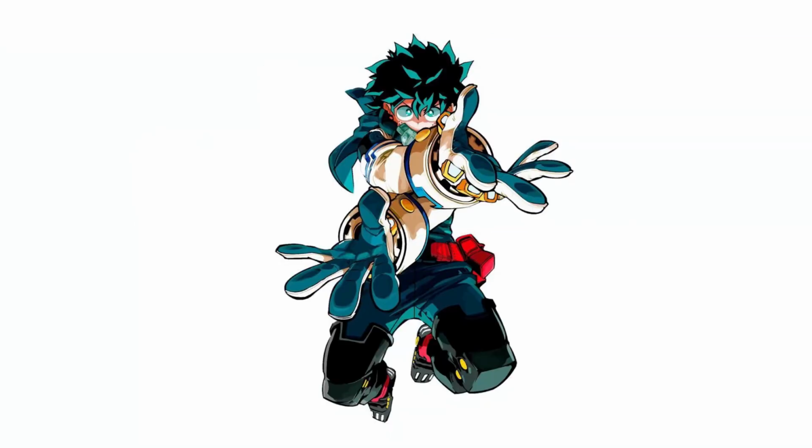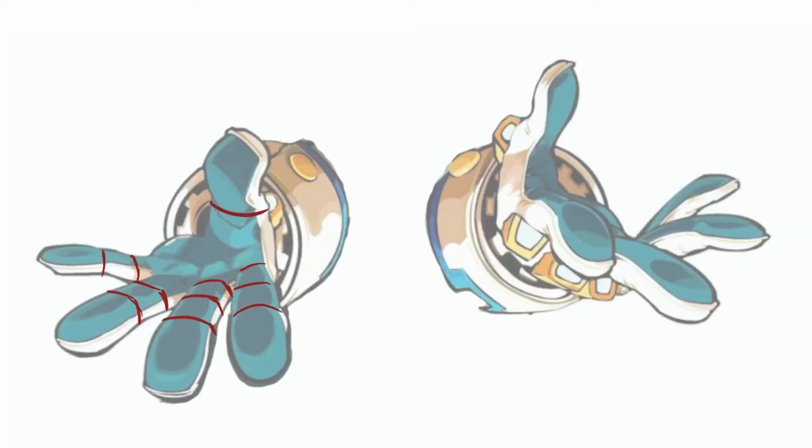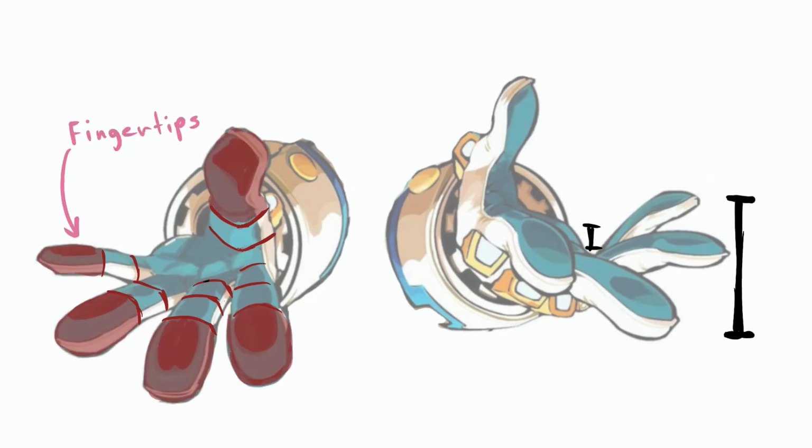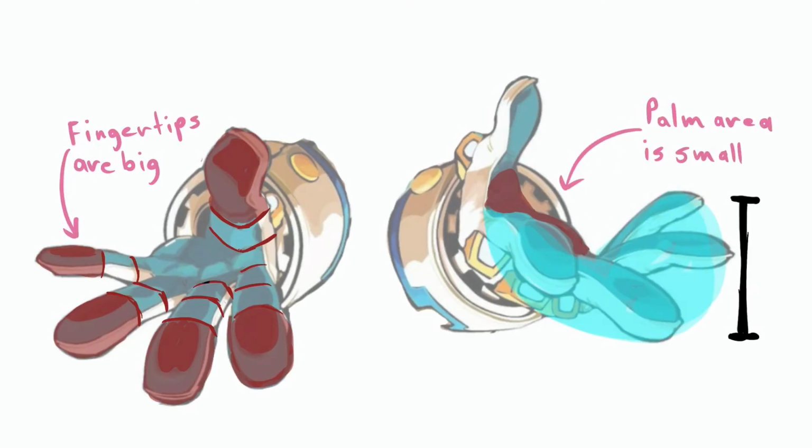Deku poses have some really great material for proportion foreshortening. In this pose, the flexibility of the hands are very exaggerated, and because the hand is moving towards the camera, the fingertips are much bigger than the palm.